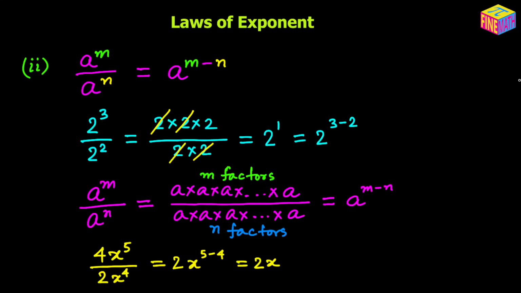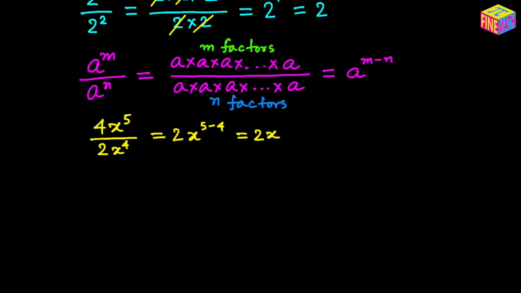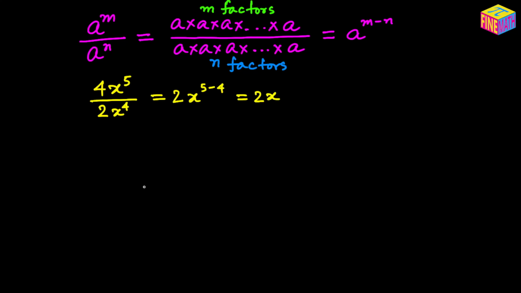Now from this property there are a couple of interesting results that we are going to discuss. So let's quickly discuss this property here. Let's discuss the first result, and the first result is like this. If somebody says a to the power 0, what would be the value of that? Well, a to the power 0 actually means 1. Now why is it like that? That's what we're going to learn here.